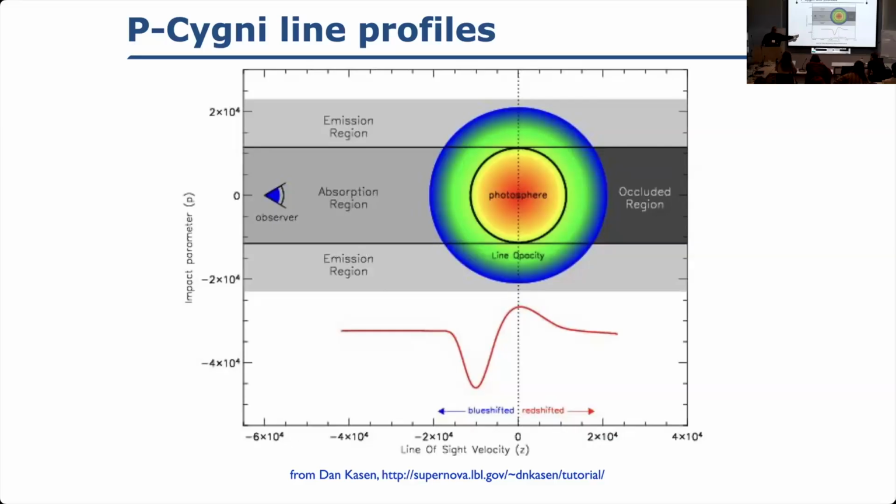So for things that are moving away from you, it's going to be redshifted to a longer wavelength. Things moving towards you are blueshifted to a shorter wavelength, right? So this axis, which is the velocity along the line of sight, you can convert directly into a wavelength axis. And so you just look at the line profile as a function of wavelength. It's going to look just like this.